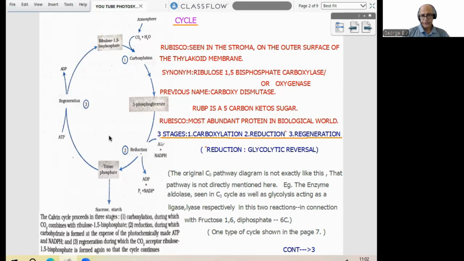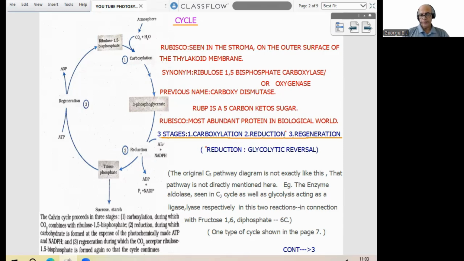Three main reactions. First is carboxylation. Second is reduction. Here you can find carboxylation, reduction, regeneration. These are the compounds; the in-between compounds are not mentioned. Anyway, three steps: carboxylation, then reduction, regeneration. That itself is a question. Reduction is sometimes called glycolytic reversal.